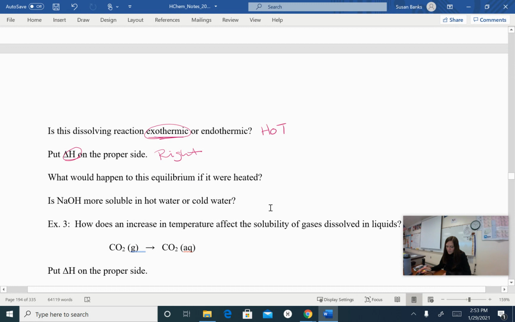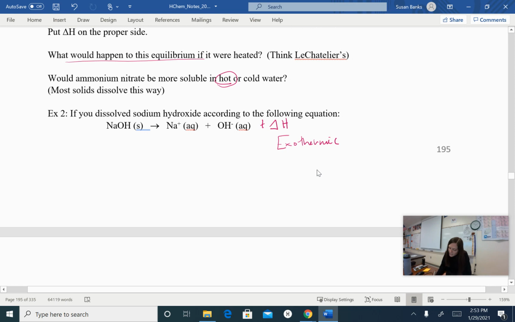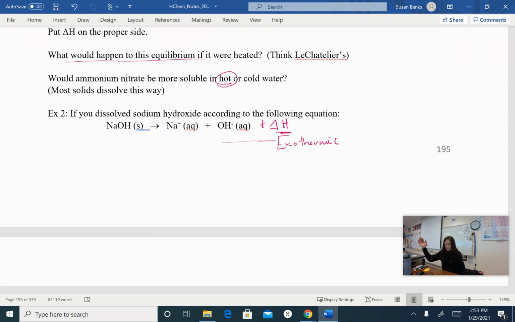So what would happen if we heated this reaction? Okay? So if I added more heat, it would make this product side really, really heavy, right? That product side would be really heavy. So if the product side is super heavy, we are going to need to make the reactant side heavier to get it back into equilibrium. So we are going to have to shift left.